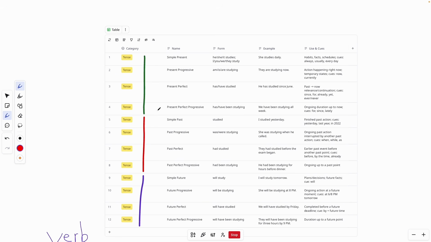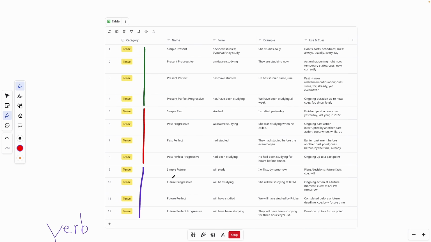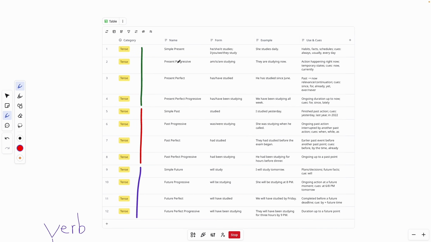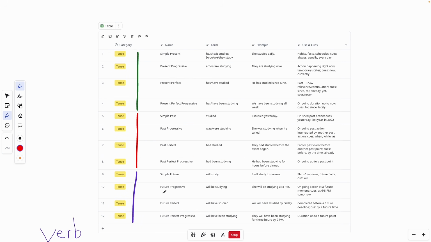But the key things you want to know for this is some verbs are present tense, some are past tense, and some are future tense. That means exactly what it sounds like. If it's present tense, it's happening right now. If it's past tense, it's happening sometime in the past. And if it's future tense, it's happening sometime in the future. You'll be able to clearly see this when you see a sentence, so it'll make a lot more sense.